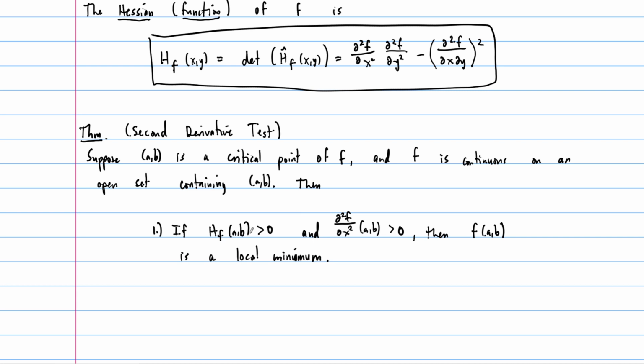All right, so the idea here is the Hessian is positive. That means that it's defined as well, right? So the Hessian is positive, and the second derivative in the x direction is also positive. Then this means we have a local minimum.